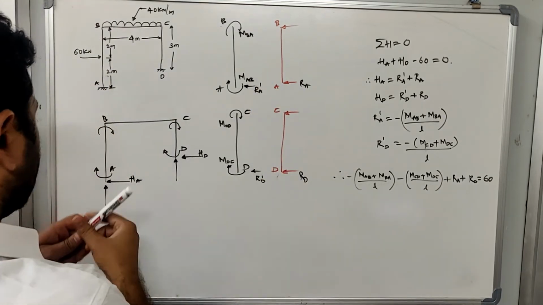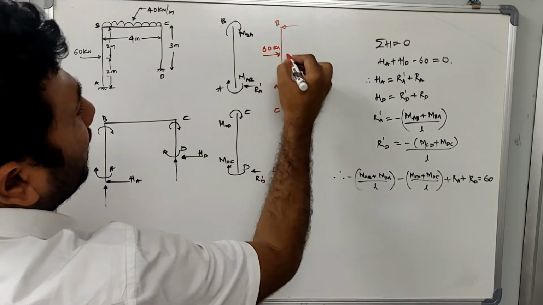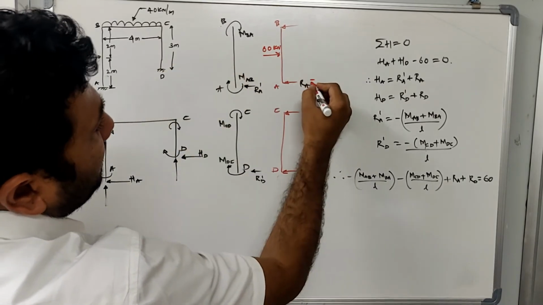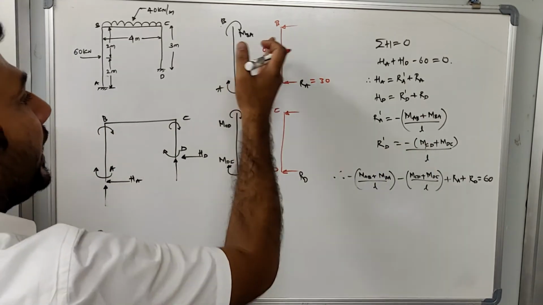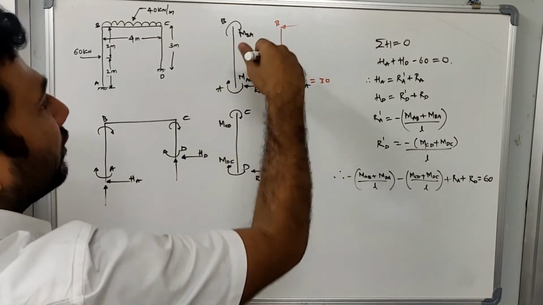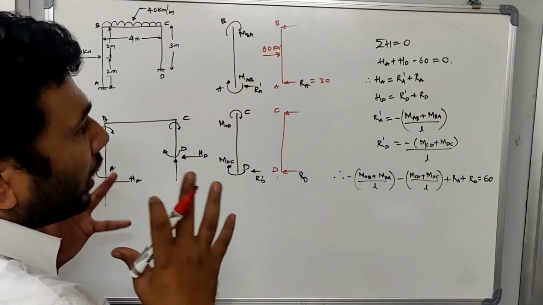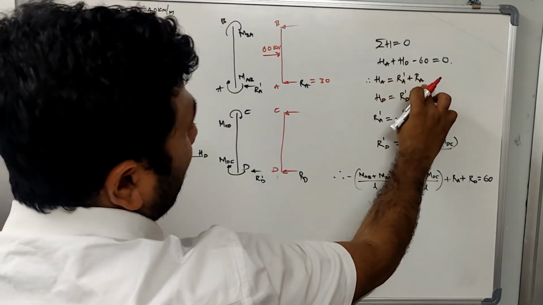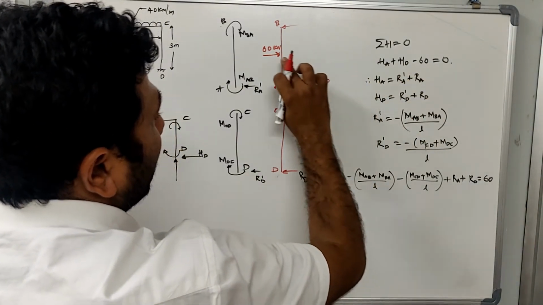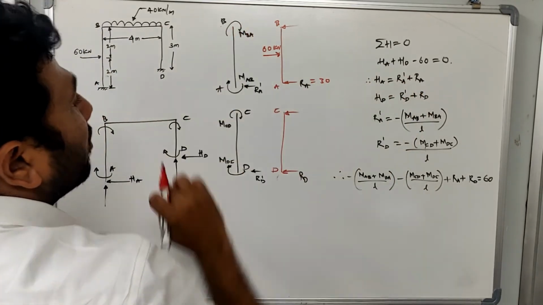Here the external loading that we have on AB is 60 kilonewton, which is acting at the center, which means RA will be equal to 30. Try to understand this. If it was 80 kilonewton, this would have been 40 kilonewton. If it was eccentric, we would have determined how much reaction we get at RA. So understand this concept. HA is equal to RA dash plus RA. RA is calculated from the external load, and RA dash is calculated from the end moments.